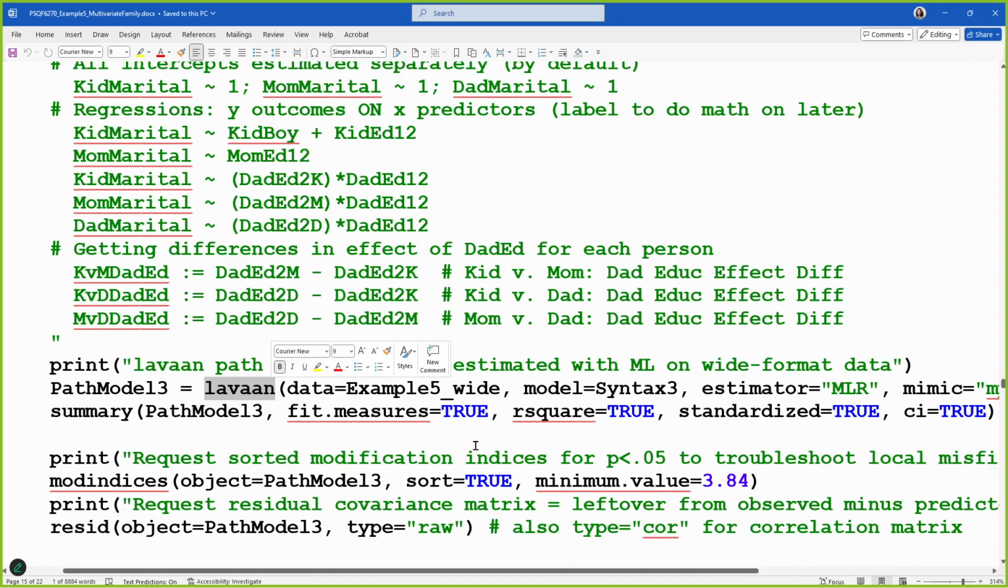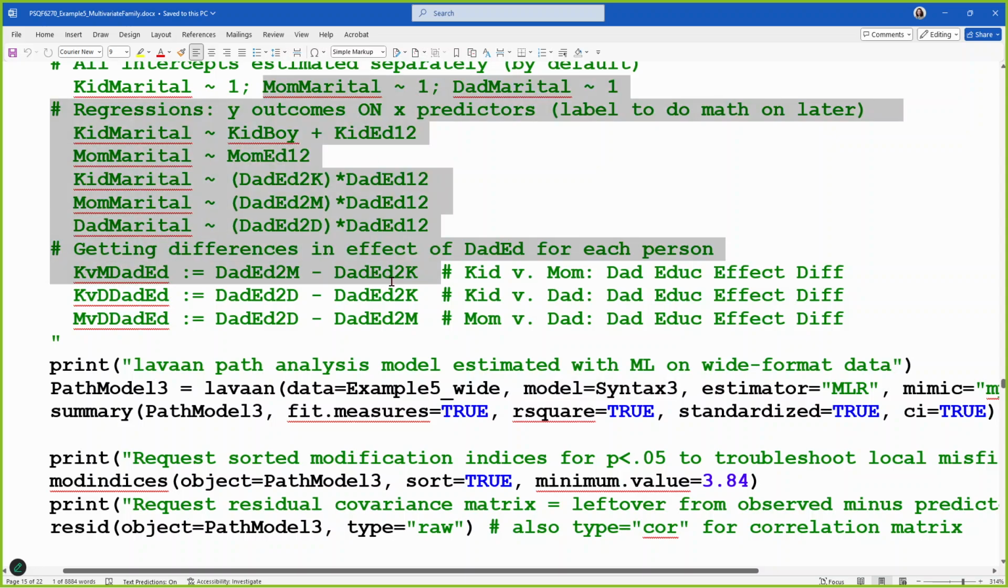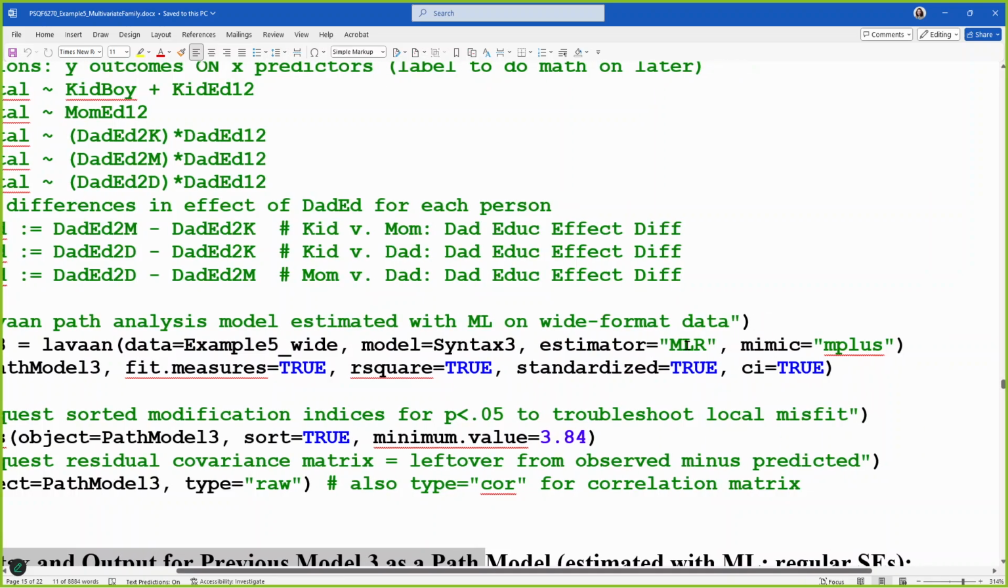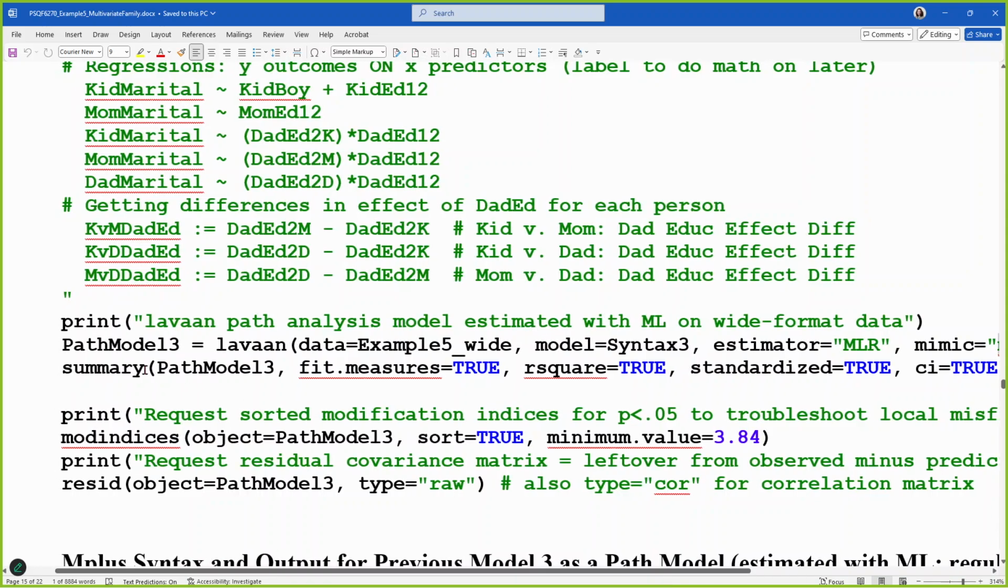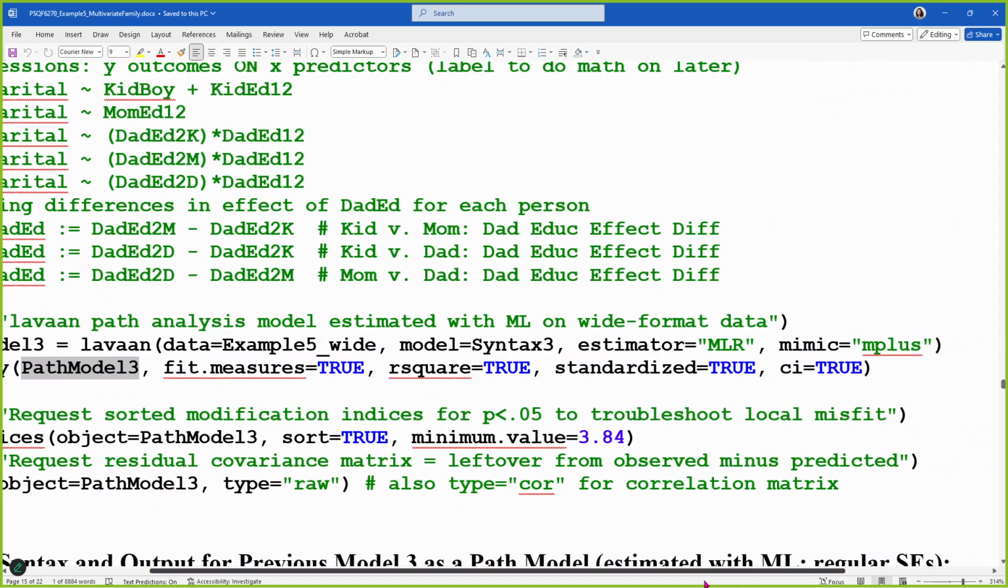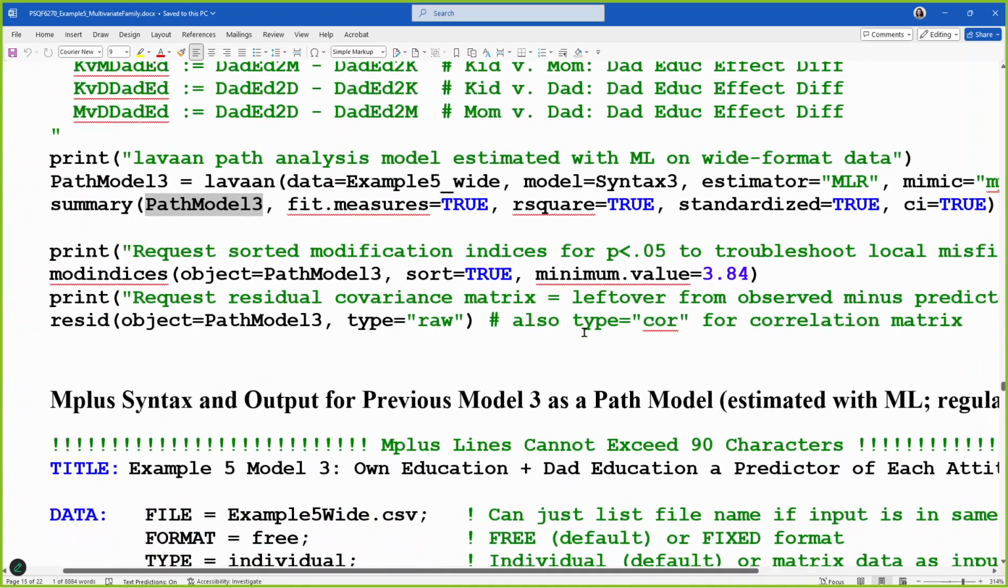So, it wants to know your data set. It wants to know what the model is. That's the set of code I just wrote up here. And then what kind of estimation you want. Using robust estimation in this case, and then mimic equals Mplus changes to defaults that Mplus uses. That should not matter, but I keep it in here just in case. And then what do we want to know? My summary: what am I summarizing? This model, once it's fit. Do I want the fit statistics? Do I want the R-squares? Do I want the standardized? Do I want confidence intervals? Yes, give me everything. Why not? Then last but not least, modification indices to check the misfit, sorted.